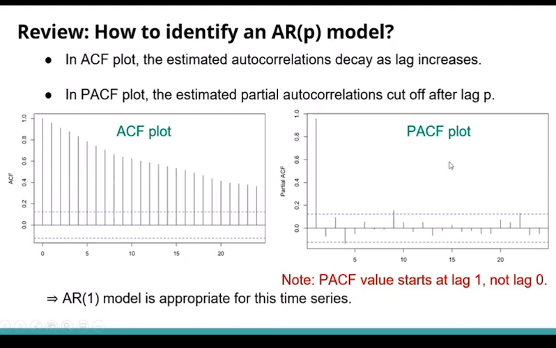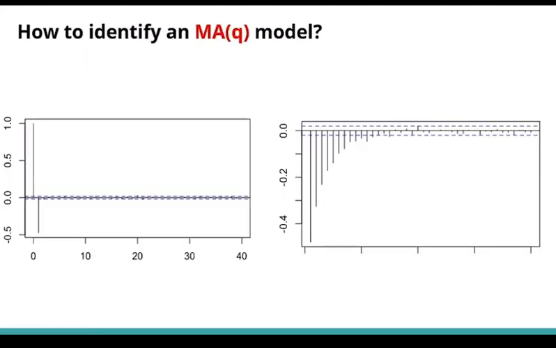And if I want to know what particular order of the AR is appropriate, then I'm going to go for the partial ACF. And what you can see right here, immediately after lag 1, all of these actually cut off. So which indicates that AR of order 1 is appropriate for the model.